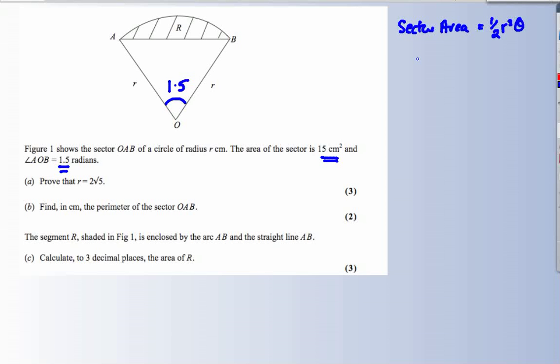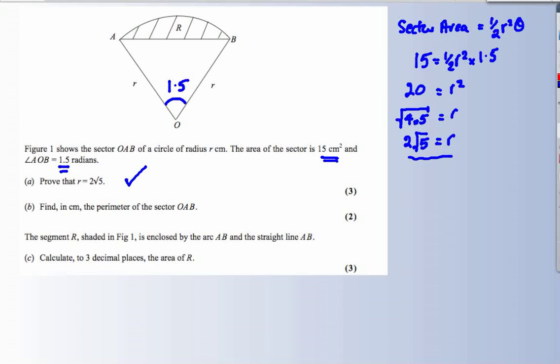And so sector area 15 equals a half r squared and theta, the angle, 1.5. This gives us r squared: 2 times 15 divided by 1.5 is 20, and r equals the square root of 20. 20 is 4 times 5, so if we square root that, we can square root the 4, leave the 5, and we have r is 2 root 5, as we wanted.